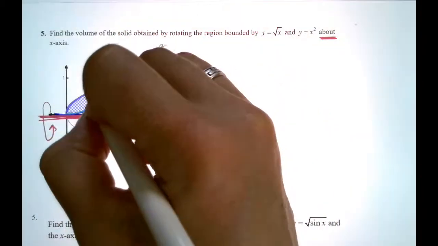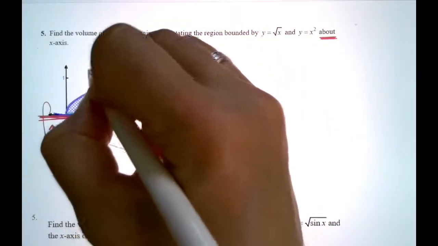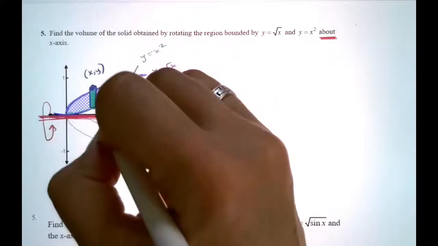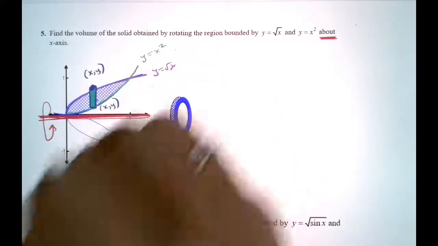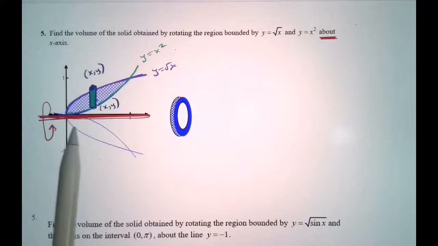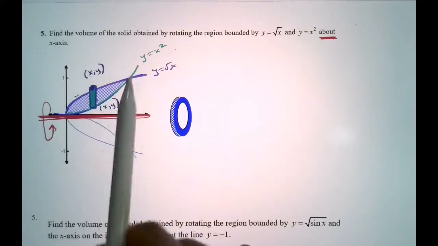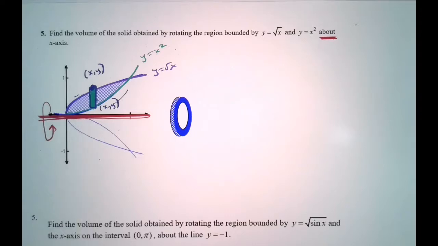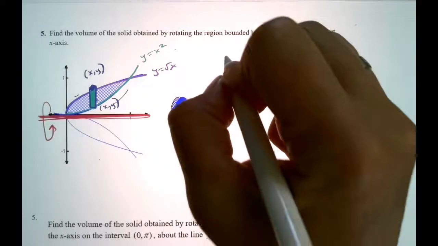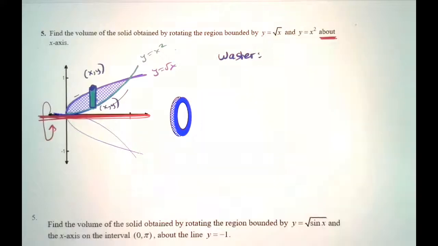So here's my rectangle. Now, these 2 ordered pairs are just random ordered pairs. There's nothing special about where I drew them. It's just that this top function is the square root function and this bottom function is the parabola. So this is definitely a washer method because your rectangle is not touching the axis of rotation. Now, I'm going to describe what these capital R and little r look like.